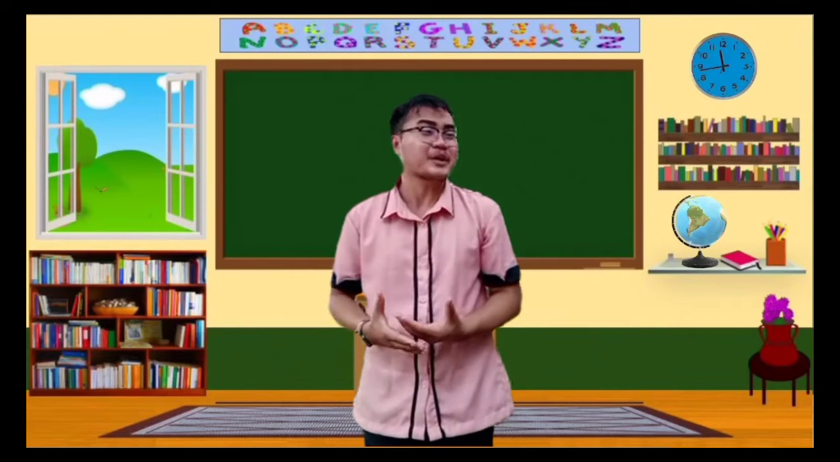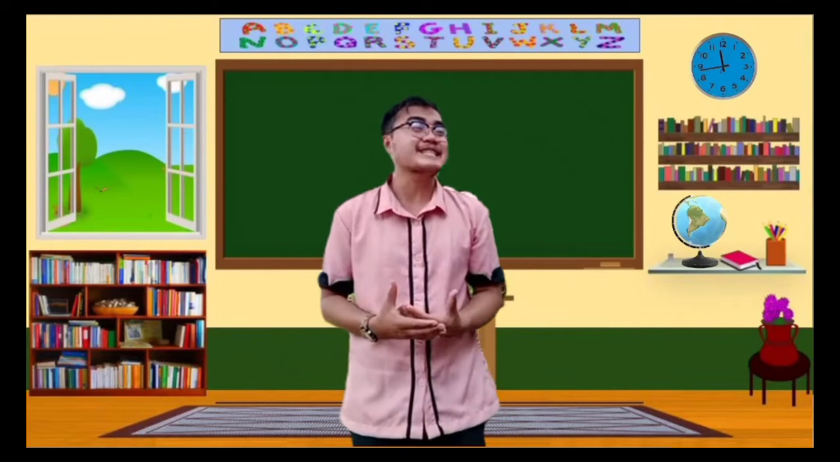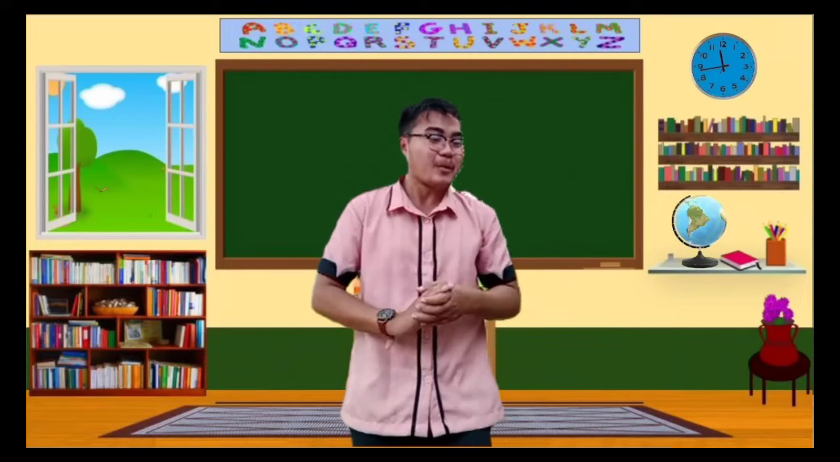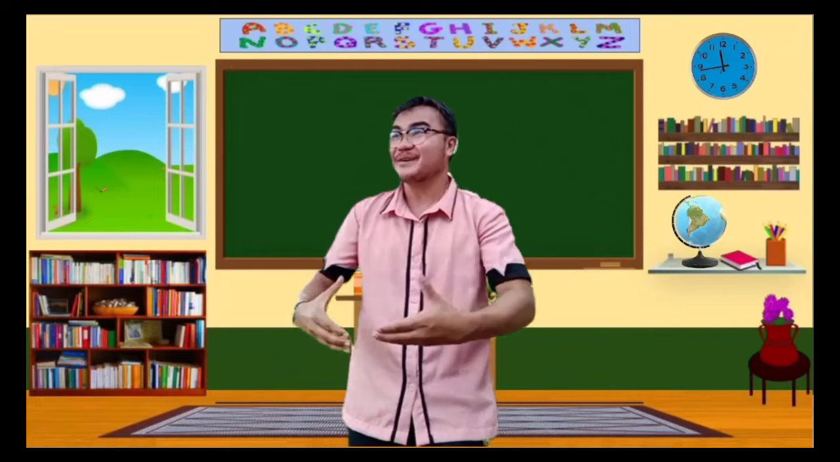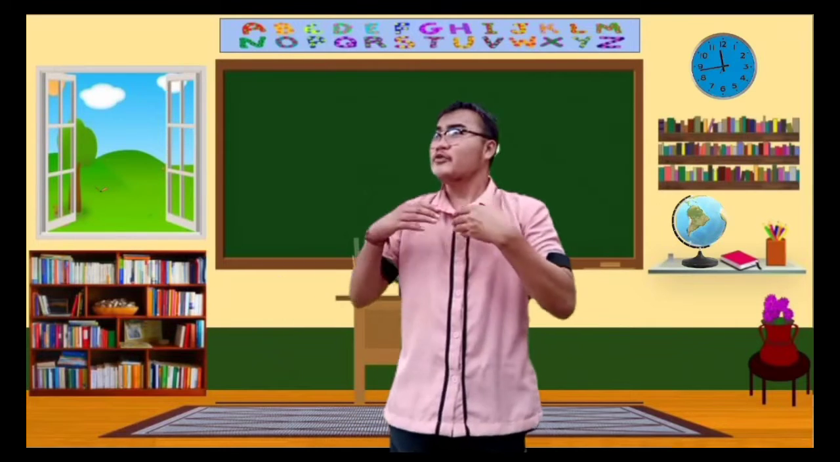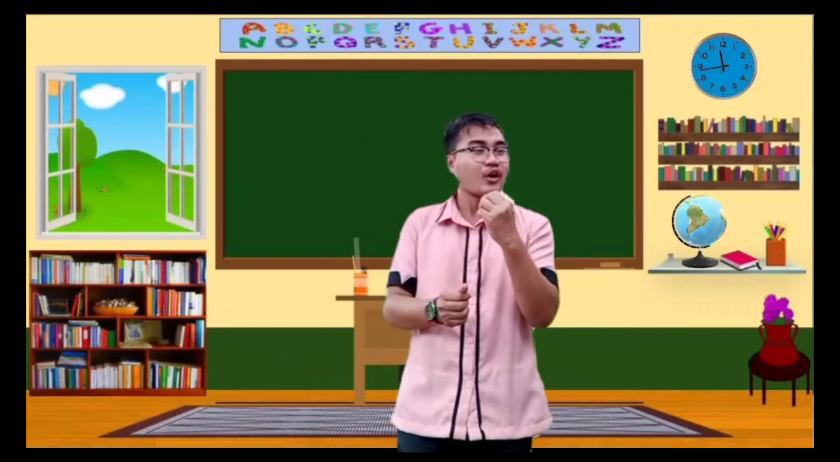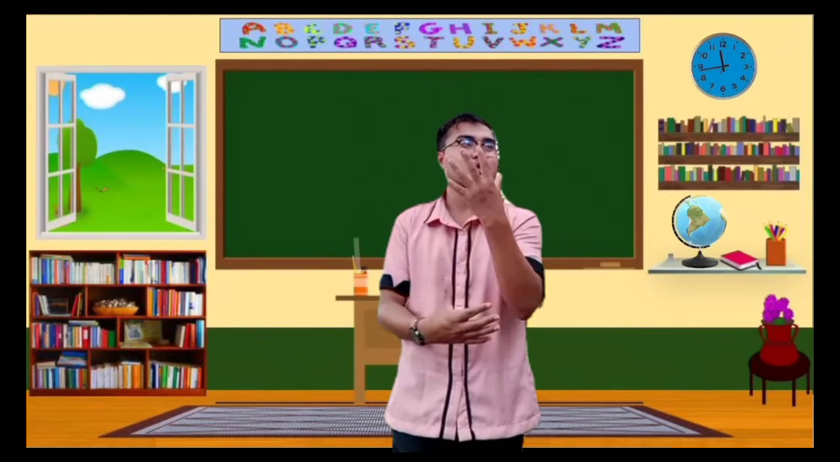Very good, group 1 and group 2. For group 1, let's give them an Aling Dunisha clap. 1, 2, 3. 1, 2, 3. Very good, very good, very good. Okay. For group 2, let's give them a Coca-Cola clap. 1, 2, 3. 1, 2, 3. Shh. 1, 2, 3.